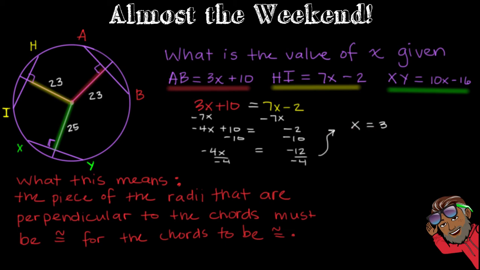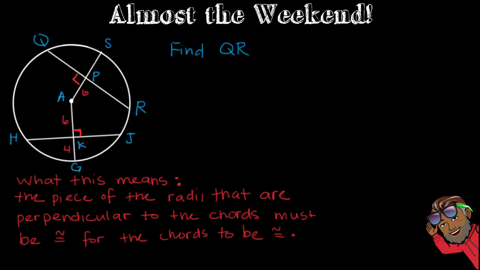All right, let's move on to the next problem, our last example. Now, this example is one of my favorites. This example here requires a little bit more creativity when trying to solve it. So what we have is two chords. We have chord HJ and chord QR. Our job is to find out how long QR is.